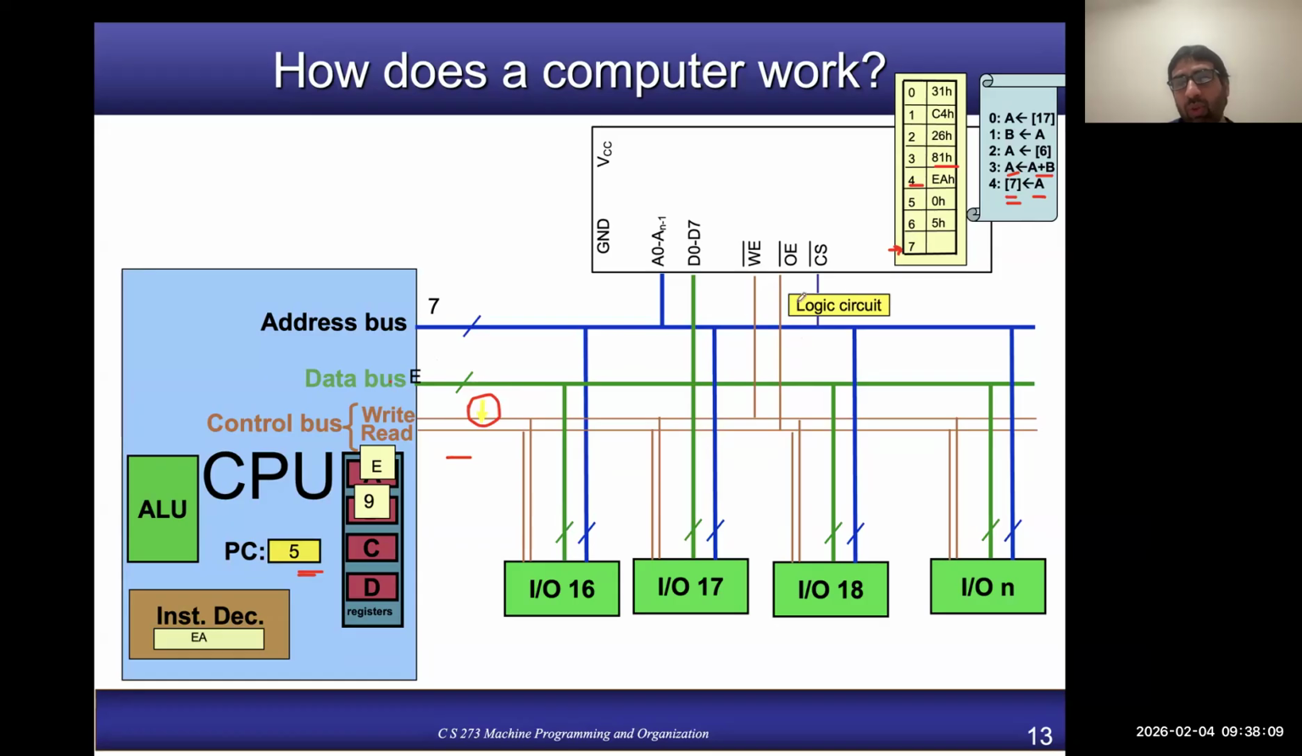So depending upon the address, the logic circuit will enable the memory. The write signal is enabled. So now what will happen is that the value EH will be written into address 7 of the memory. Okay.